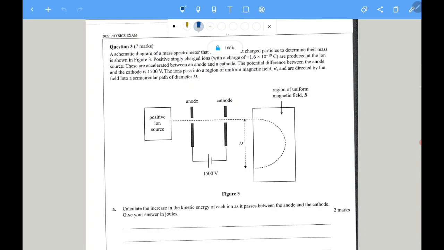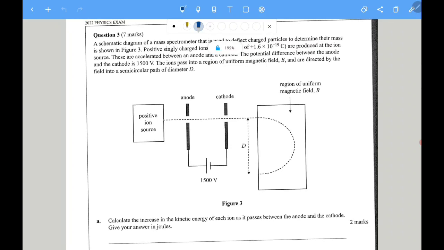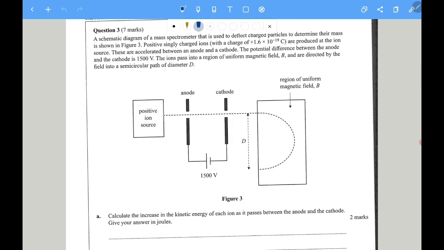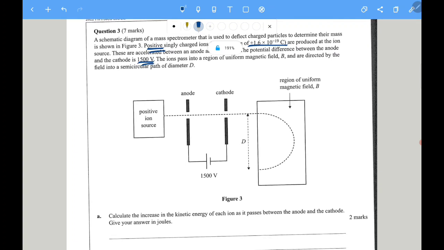Alright, so question 3. We've shown a schematic diagram of a mass spectrometer that is used to deflect charged particles in order to determine the mass, as shown in figure 3. Positive singly charged ions with charge of this value are produced at the ion source. These are accelerated between the anode and the cathode. So the cathode, I'm assuming, is negative. The potential difference between the anode and cathode is 1,500.